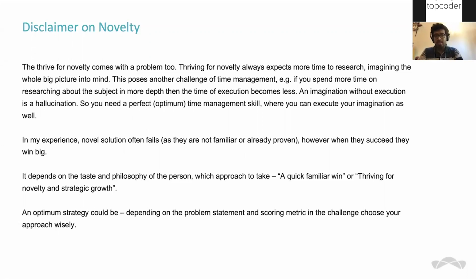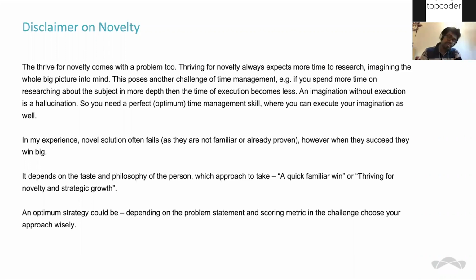So as I told you earlier, it depends on the taste and philosophy of the person, whether initially they would take a quick familiar approach to win, or strive for novelty and strategic growth. So I chose the second one, for giving the novelty and the strategic growth, but it doesn't matter which path you choose. The way you would succeed, that's the optimum, that's the best path for you.